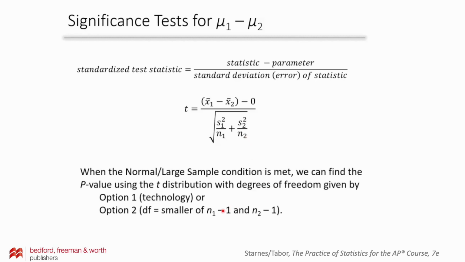Now, our degrees of freedom, you can use the technology, but remember, whatever the degrees of freedom that states in the technology is what you have to write down. If you're going to use table B, you find the degrees of freedom of each one, but you're going to pick the more conservative, so you're going to pick the smaller degrees of freedom.